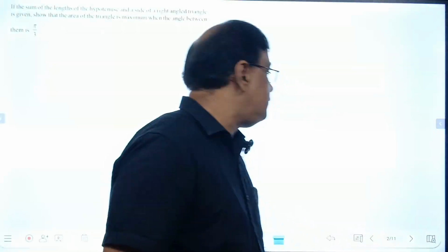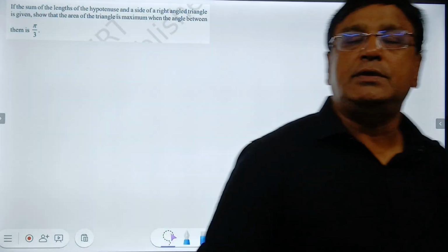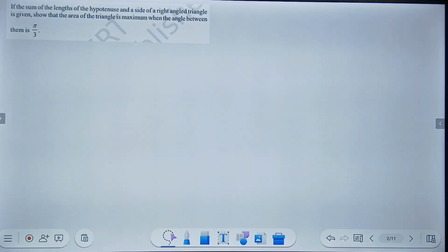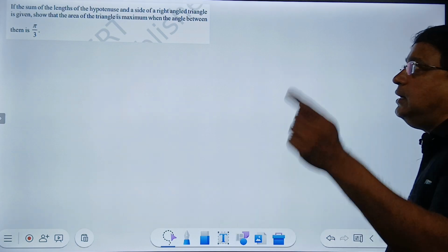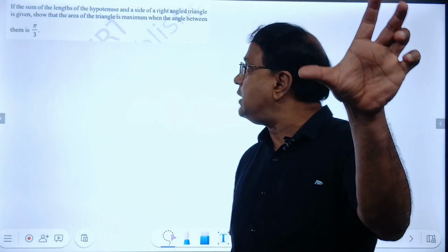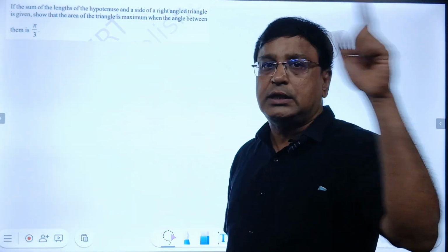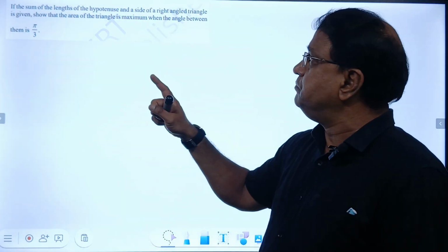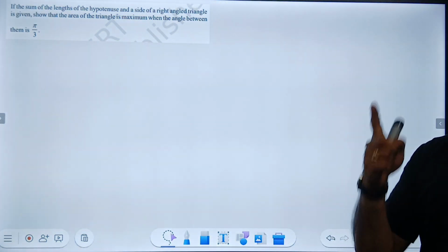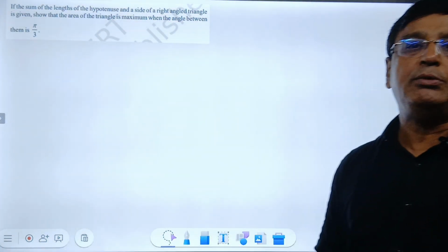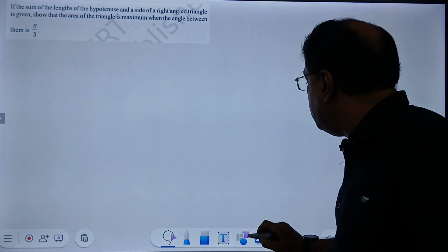Let's start with the first question. It's a very important question. If the sum of the length of the hypotenuse and a side of a right angle triangle is given, what is given here? The sum of the length of the hypotenuse and one more side, whichever side. There are three sides, so one is the hypotenuse, the other one is the other side, and the sum of them is given. Now you have to show that the area of the triangle is maximum when the angle between them is pi by 3. When I say between them, it means the angle between the hypotenuse and the side that you are considering to add.